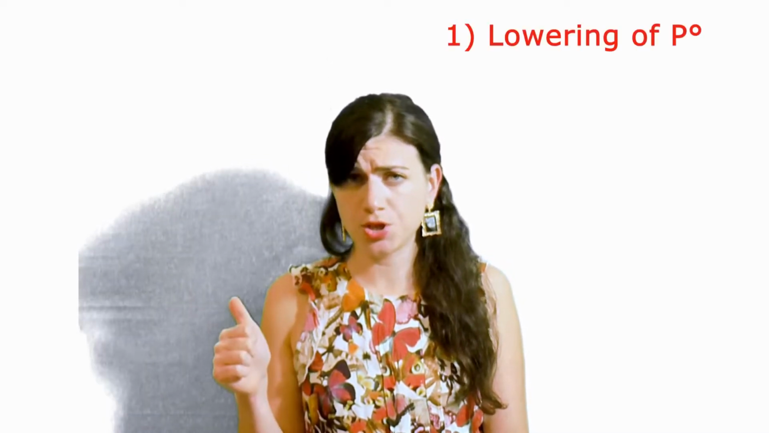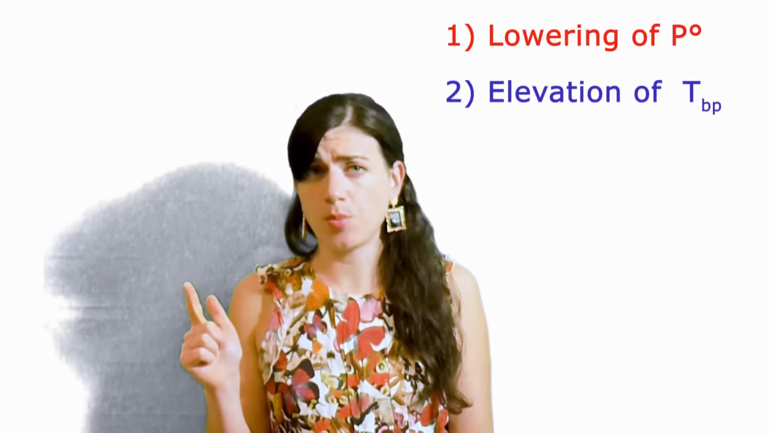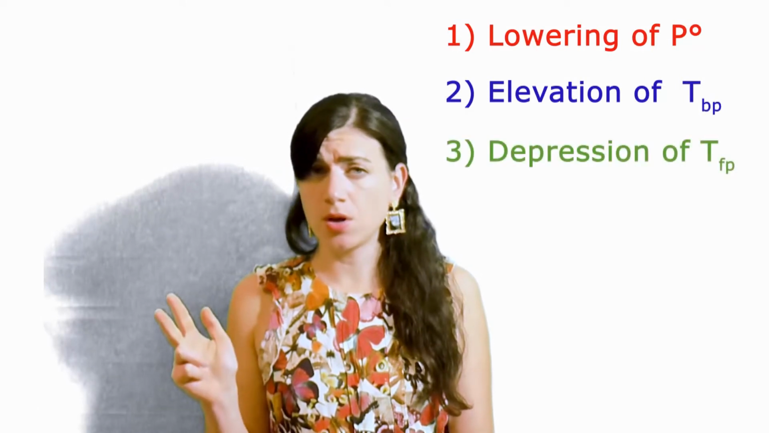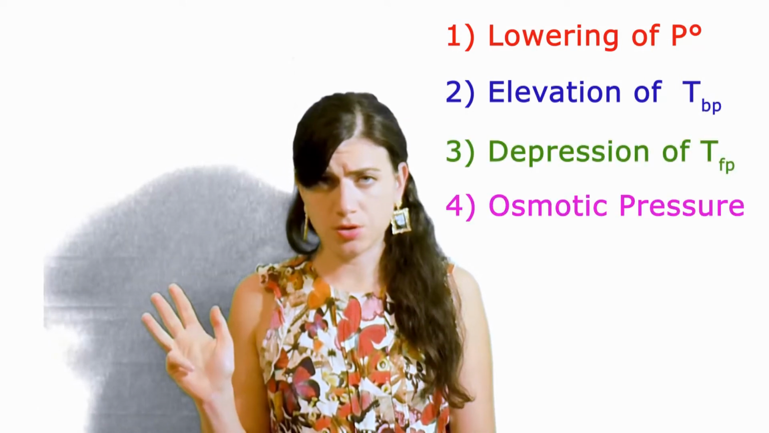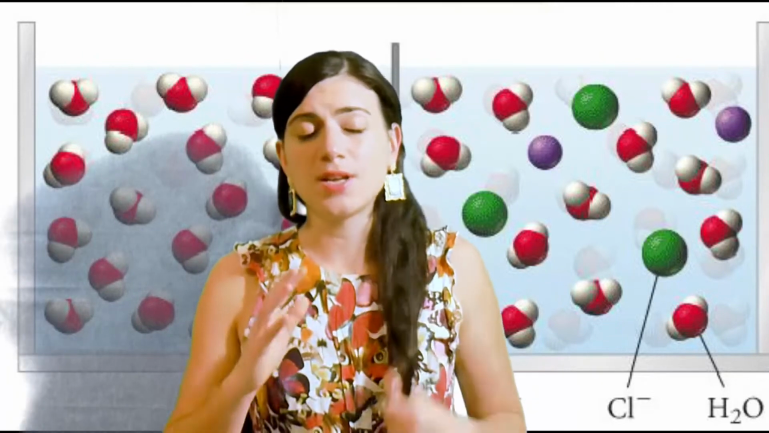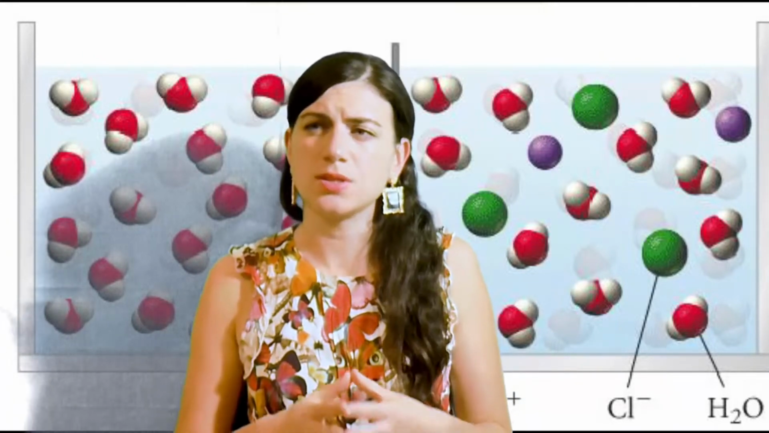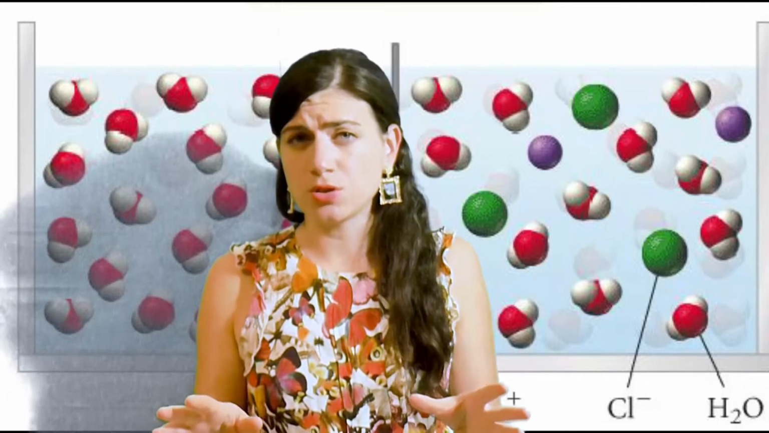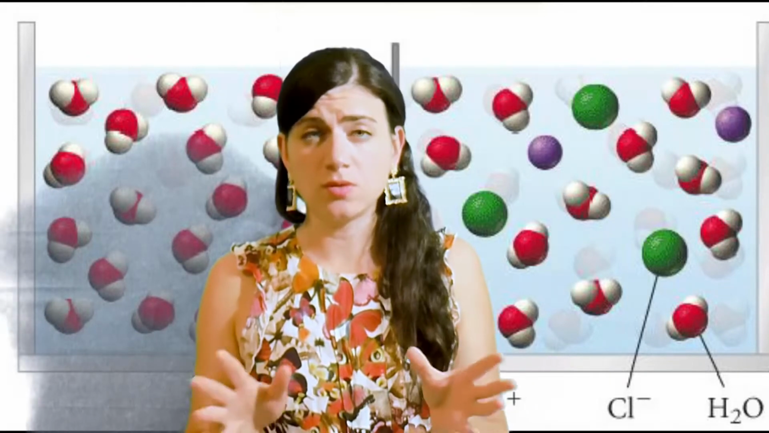We have in total 4 colligative properties: lowering of the vapor pressure, elevation of the boiling point, depression in freezing point, and osmotic pressure. Before going into that, let's see a generic formula that can help us to understand all the equations we will see throughout this video.